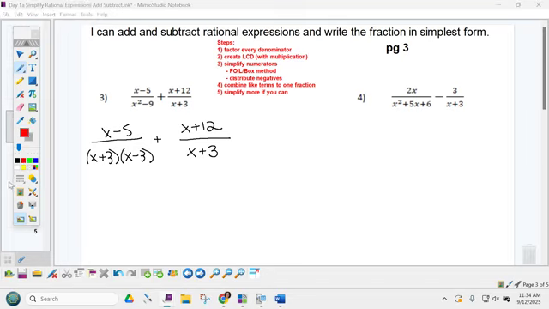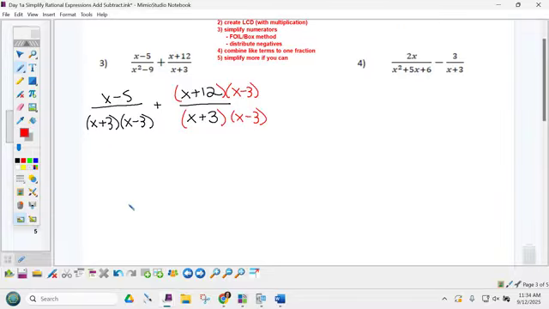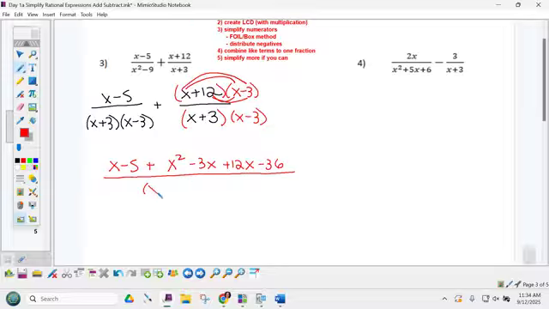Okay, pause the video again. Try to create your common denominator. I notice they already share the x plus 3, so this right fraction is missing the x minus 3. So nothing to simplify on the first part. Adding, that's nice. So now we multiply. We keep our common denominator.